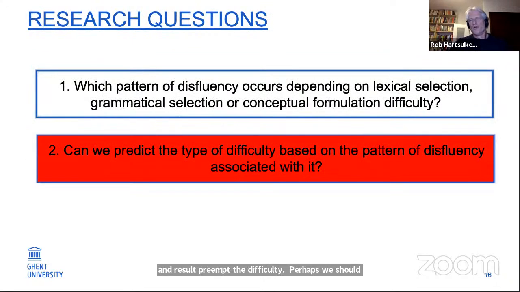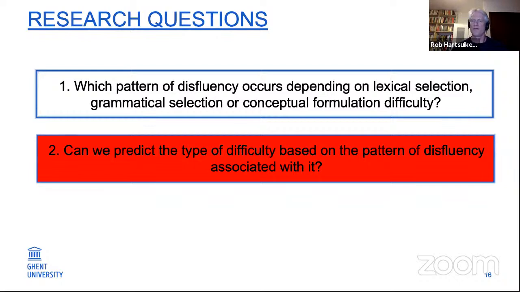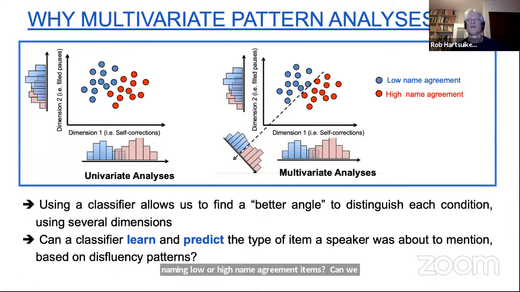So let's move for the next 5 minutes or so to the second question, which is, can we turn it around? So if I give you a bunch of disfluencies a particular speaker produces, can I then predict whether that person is naming low name agreement items or high name agreement items? Can we predict a condition on the basis of the pattern of disfluencies that they produce? And for that, we use multivariate pattern analysis, as you see over here on the slide.